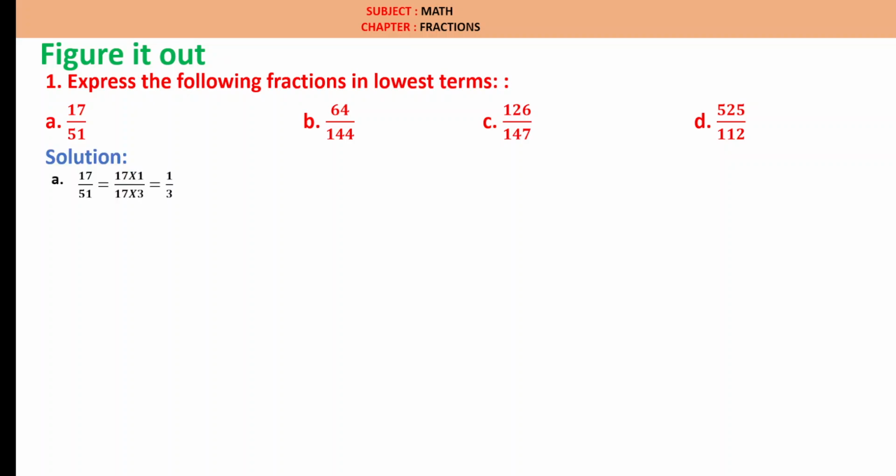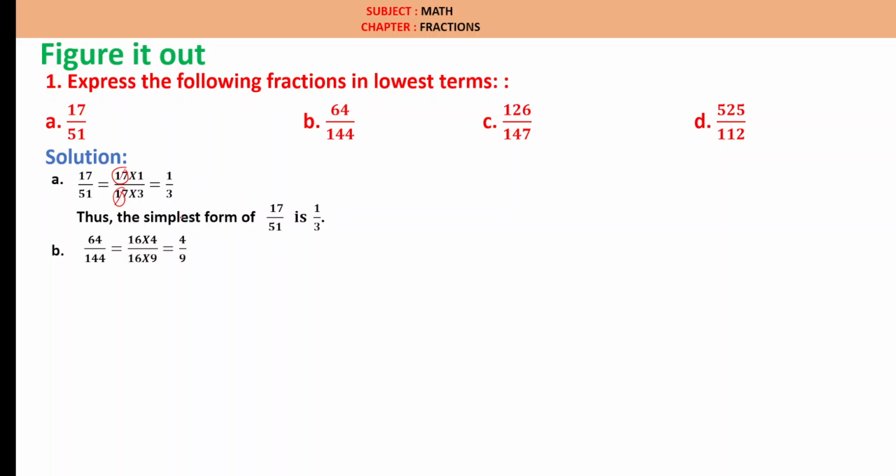17 by 51. 17 can be written as 17 into 1. 51 can also be written as 17 into 3. So here the common factor is 17. So we can cancel 17 and 17. So the lowest terms of this one is 1 by 3. Thus the simplest form of 17 by 51 is 1 by 3.